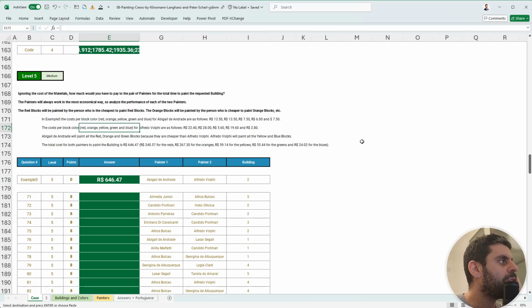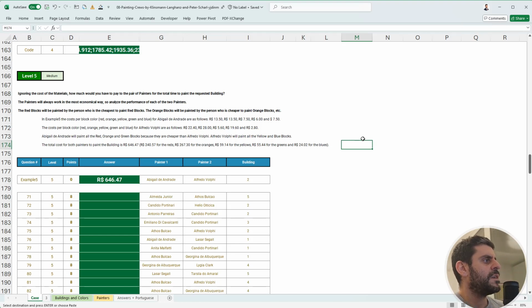Not counting the cost of materials, how much would you have to pay to the pair of painters for the total time to paint the requested building? Painters will always work in the most economical way, so analyze the performance of each of the two painters. The red blocks will be painted by the person who is the cheapest to paint the red blocks. The orange blocks will be painted by the person who is cheaper to paint orange blocks, etc. Simplify cost per block color for are as follows.